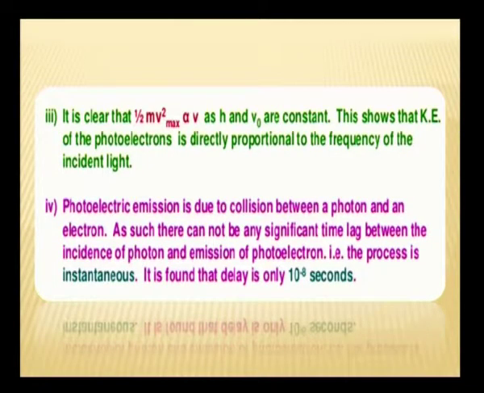Lastly, the photoelectric emission is due to the collision between a photon and an electron. A photon is coming and striking the electron. What about the time delay? It is an instantaneous phenomenon. When the light falls, the electron comes out immediately. This cannot be explained on the basis of Maxwell's electromagnetic theory. So the wave theory fails, and the quantum theory wins.